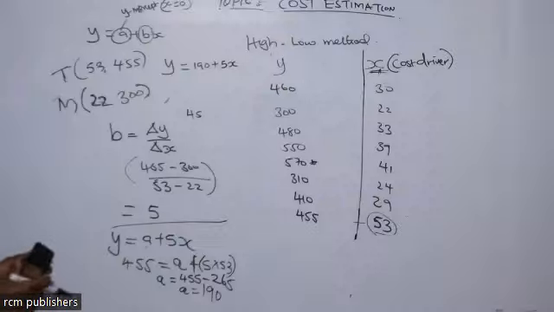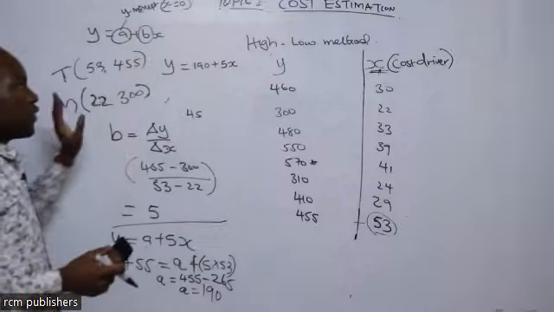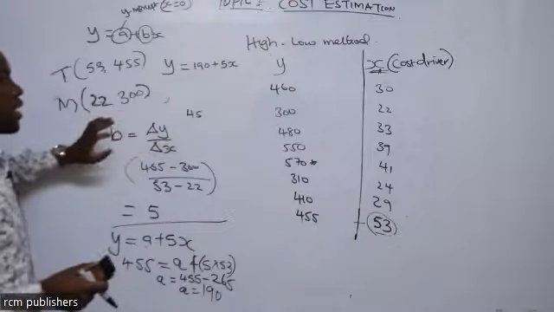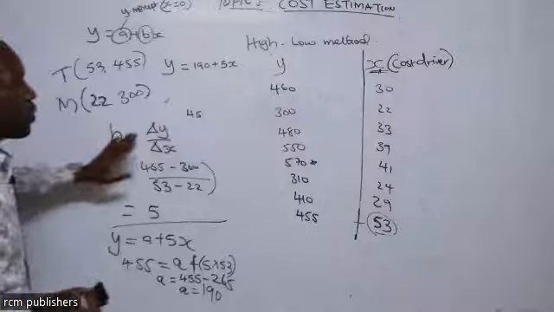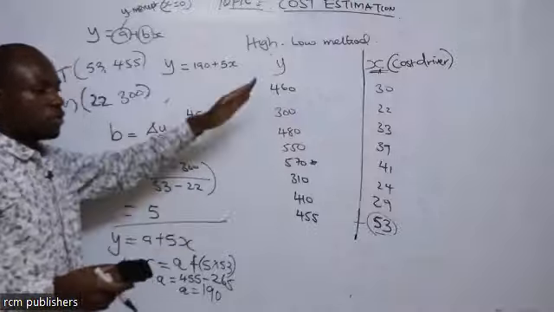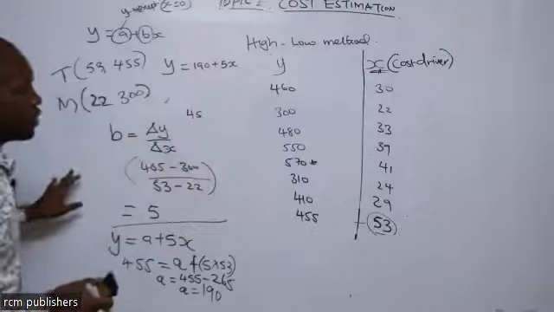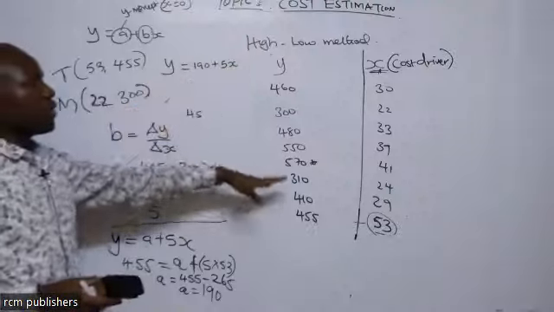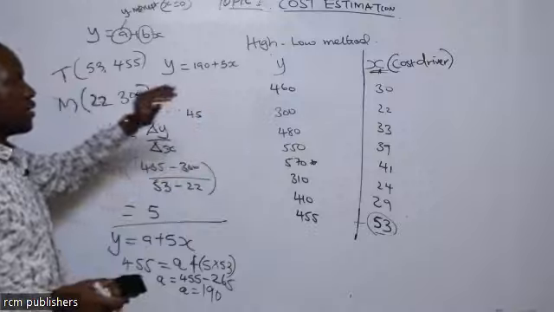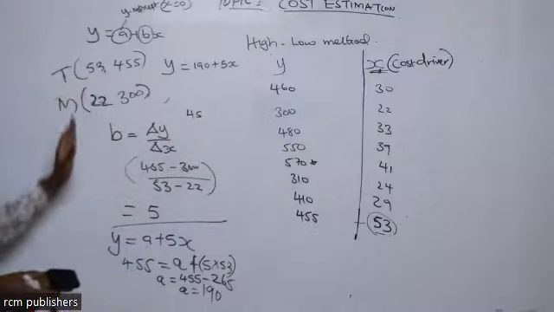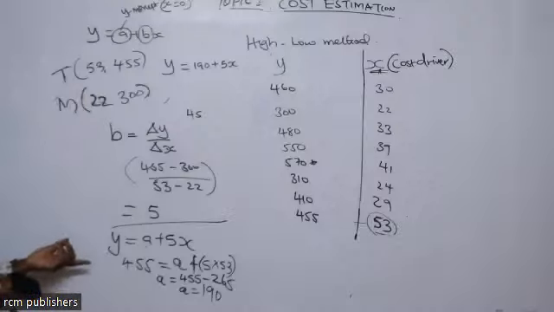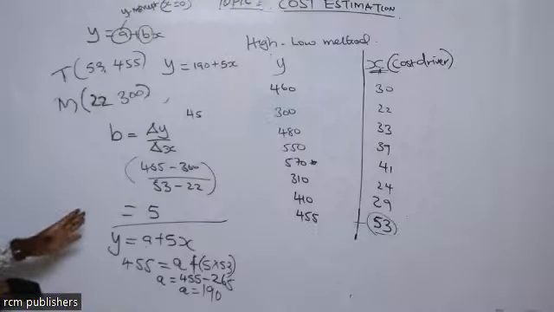So you've seen the only difference between the high-low method and the scattered graph. For the scattered graph, you're going to plot everything. We look for the line of best fit. For the high-low method, we don't need to go through that procedure. We simply pick the two pairs and then proceed to calculate all that we have just done here. So is it now clear to somebody?